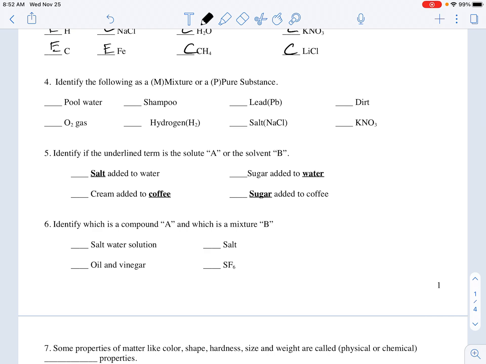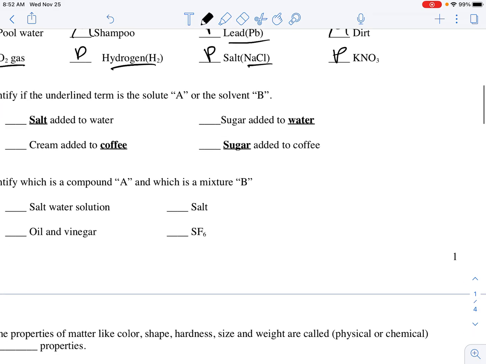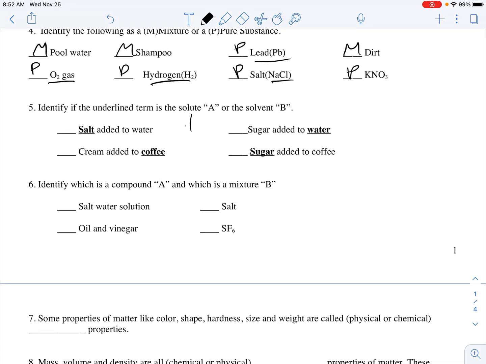Mixtures and pure substances, so pool water is a mixture. Whenever I have one element, that's a pure substance, or one compound, it's a pure substance. Whenever I have multiple things mixed together, it's a mixture. A solute is what you put in. Solvents is what you put it into. So salt would be a solute, and water would be a solvent. Coffee would be a solvent, and sugar would be a solute.